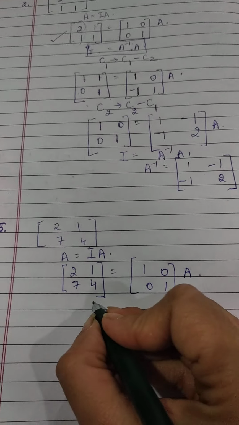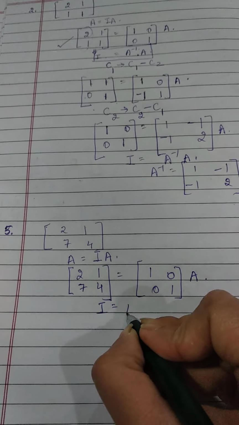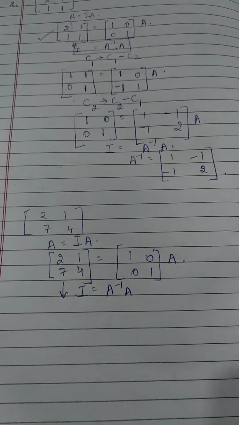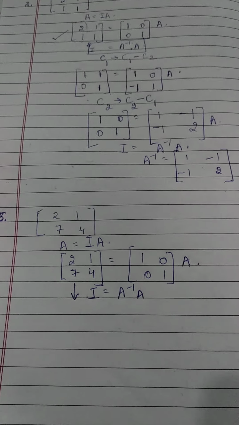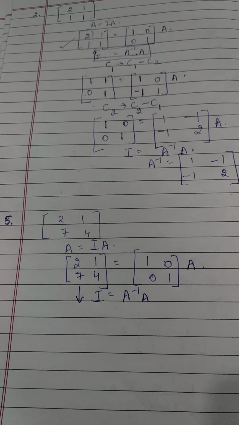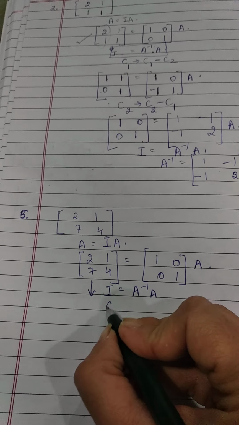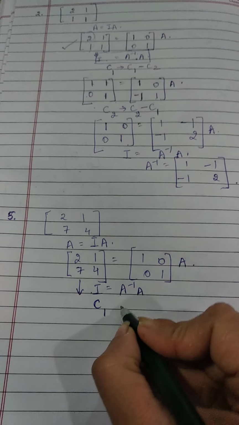Remember, we have to convert it into which particular expression? A is equal to A inverse A. This means this matrix has to be converted into an identity matrix. So how can we actually convert it into an identity matrix? Remember, again, I apply a column transformation, that is C1.